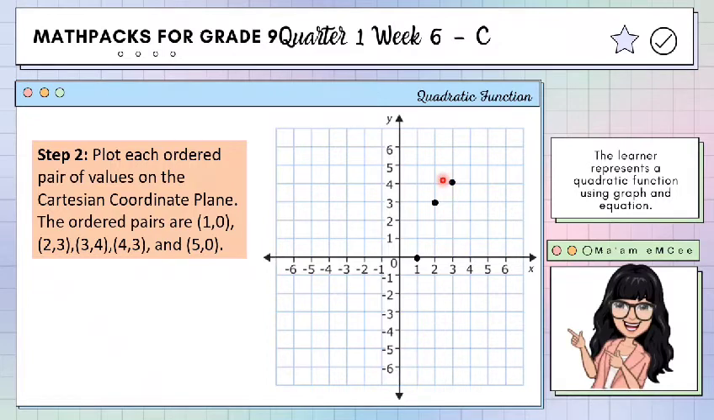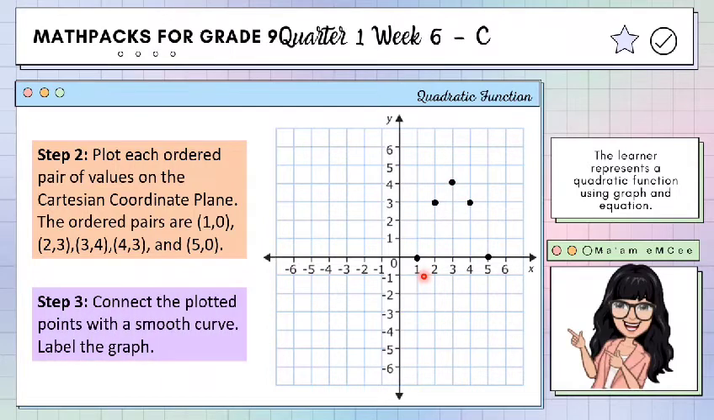And then we also have 4, 3. So 4 is positive, so 4 steps to the right side. 1, 2, 3, 4. And then 3 steps upward. 1, 2, 3. So our 4, 3 is located here. And then as for 5, 0, it will be the same as 1, 0. It will lie on the x-axis, but our point will be located here. Now here are the 5 ordered pairs or the 5 points on the Cartesian coordinate plane.